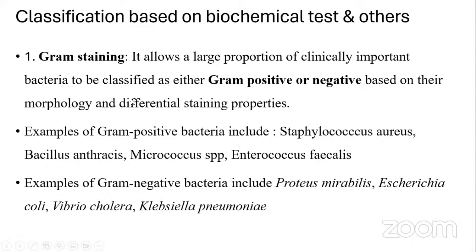Among the biochemical tests that is very popular is gram staining, which allows a large proportion of bacteria to be classified into two, gram positive and gram negative. The topic of gram staining has been overemphasized in your class, so I believe everyone in this class understands it. Examples of gram-positive bacteria include Staphylococcus aureus, Bacillus anthracis, Micrococcus species, and Enterococcus faecalis. These are gram-positive bacteria that possess an abundance of peptidoglycan in their cell wall.